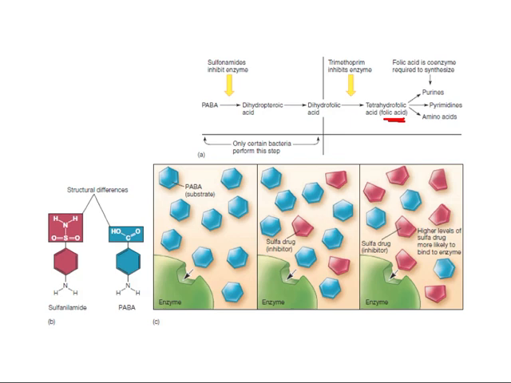Sulfonamides take care of this step between PABA and dihydropteroic acid. Don't worry, you don't have to say that one. So sulfonamides inhibit this enzyme, and we cannot move on through the pathway. Trimethoprim will inhibit this enzyme and prevent further movement through the pathway.